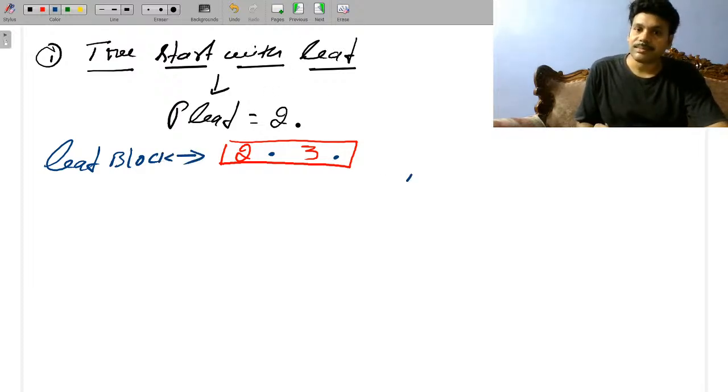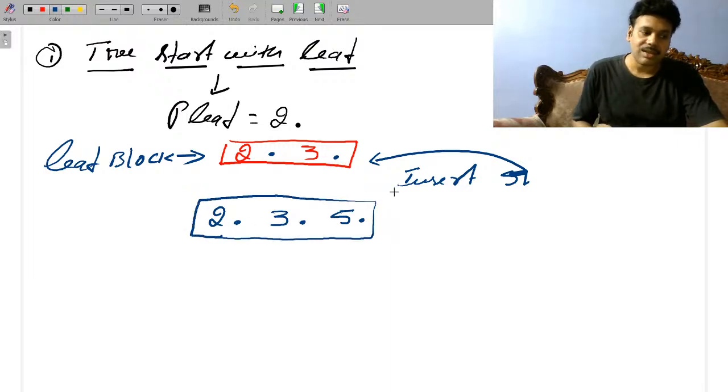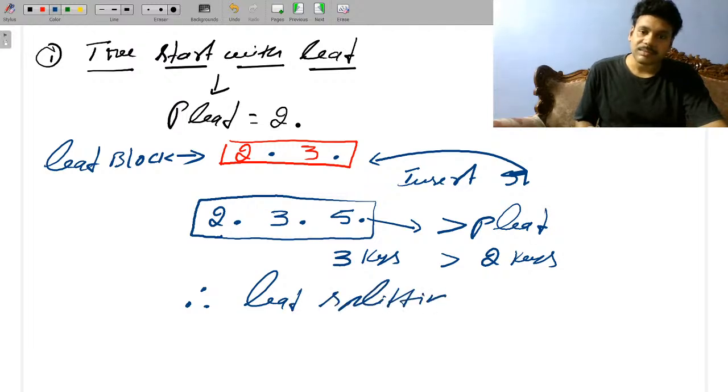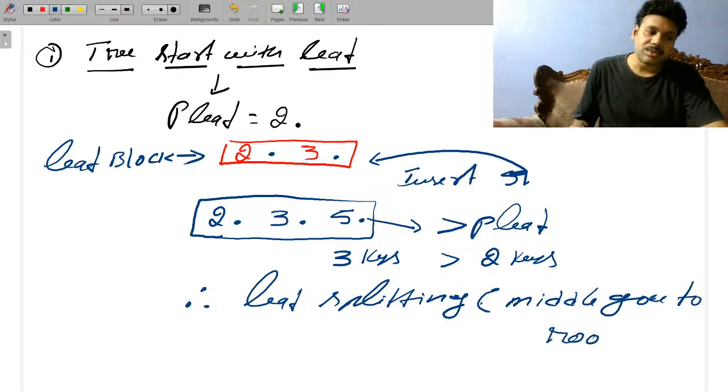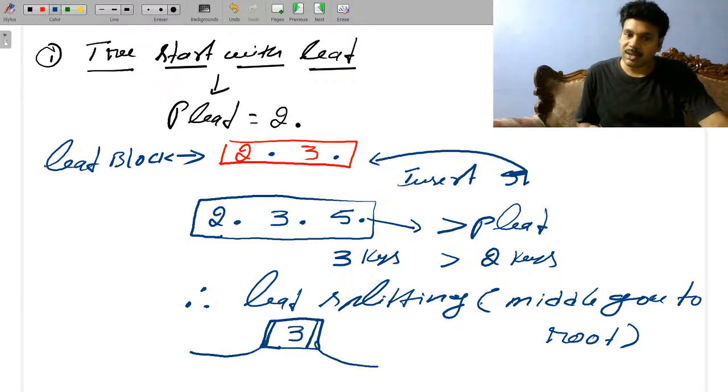Now I want to insert 5. When you insert 5 into this, you know what will happen: 2, 3, 5. Now this leaf is extending like this, and it is greater than your P leaf, because you have 3 keys, which is greater than your 2 keys. Therefore, the leaf is splitting. The middle goes to root. Now this 3 will come into root. The root node can have block pointers as usual. As there is one key, two block pointers are there, one for left side and one for right side.